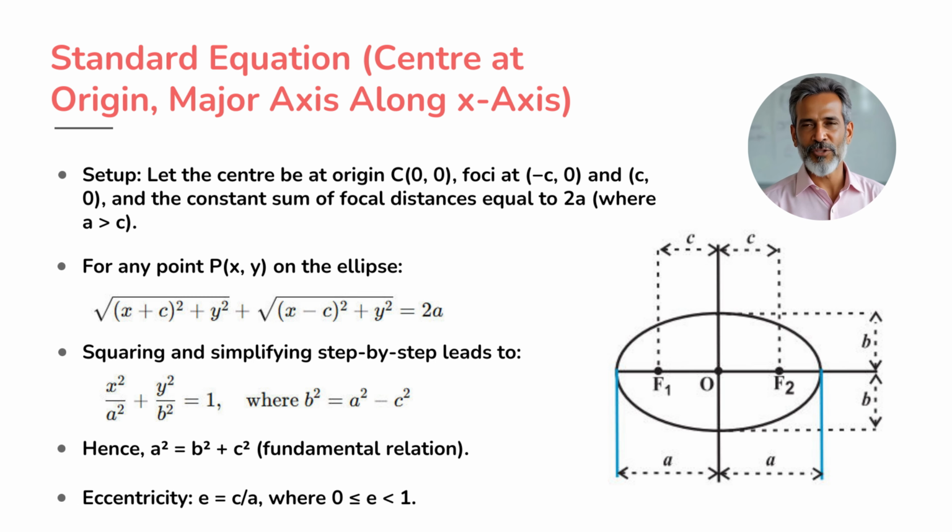That means as the foci move farther apart, the ellipse gets flatter because b becomes smaller. And if the foci come closer together, that means c tends to 0. And voila, the ellipse becomes a circle. So you can think of a circle as a zero eccentricity ellipse, the most relaxed version of an ellipse.